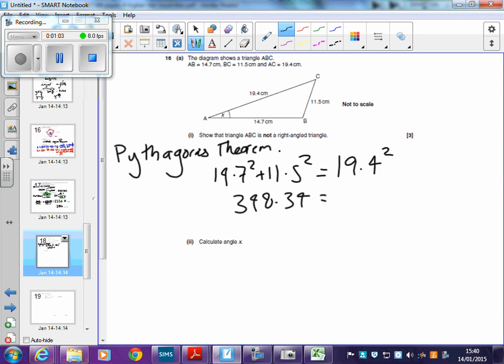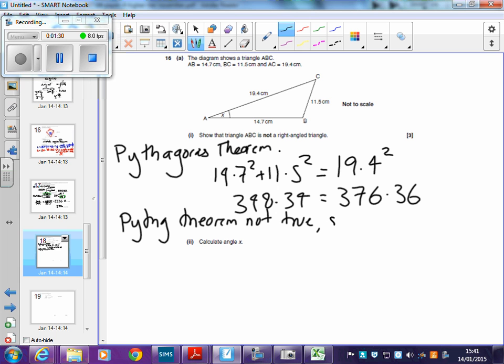It gives me an answer of 348.34. I can then do the same thing for 19.4 squared, which gives me 376.36. Now, are those numbers the same? No. So Pythagoras' theorem isn't true, so it's not right angled. Pythagoras theorem not true, so triangle not right angled.